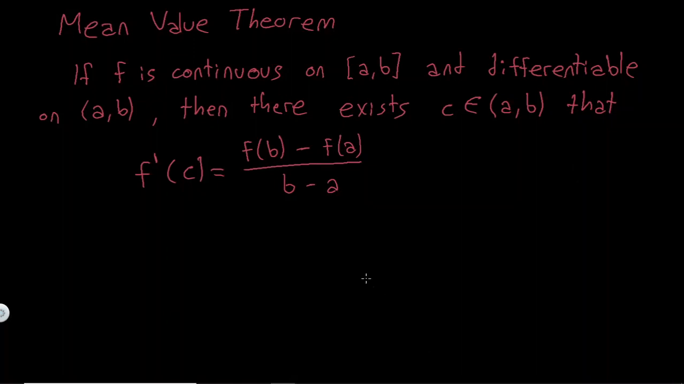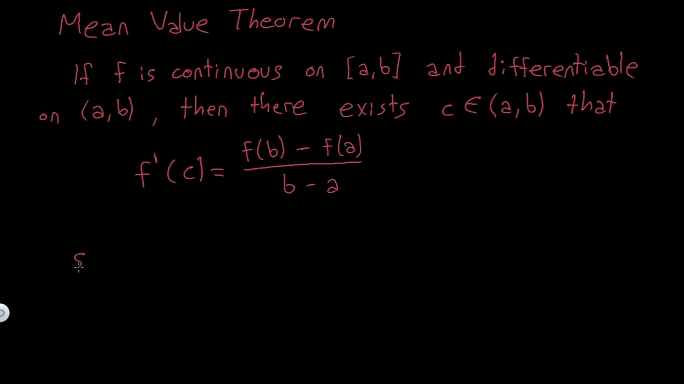Hi, in this video I will explain what the mean value theorem is and how we can use it to show some inequalities. So we have a function f which is continuous on the closed interval [a, b] and differentiable on the open interval (a, b). Then there is a point c in (a, b) such that f prime of c is equal to (f(b) minus f(a)) over (b minus a). So let's see what we can do with this.